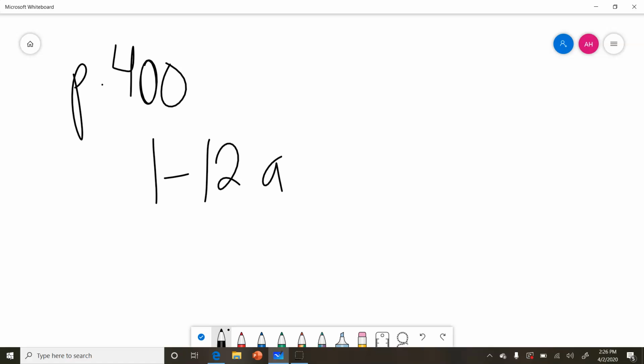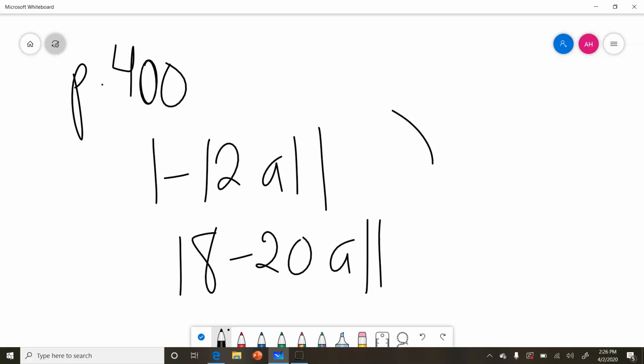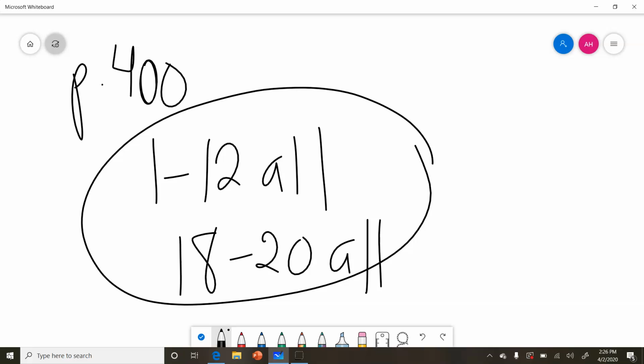So your homework for this, okay, so the homework for this is on page 400, and we're going to do 1 through 12 all, and then we're going to do 18 through 20 all. Okay, that is the only homework that we're going to do for Monday. It's based on what we just did. It's all review because we're getting ready for our test, okay?